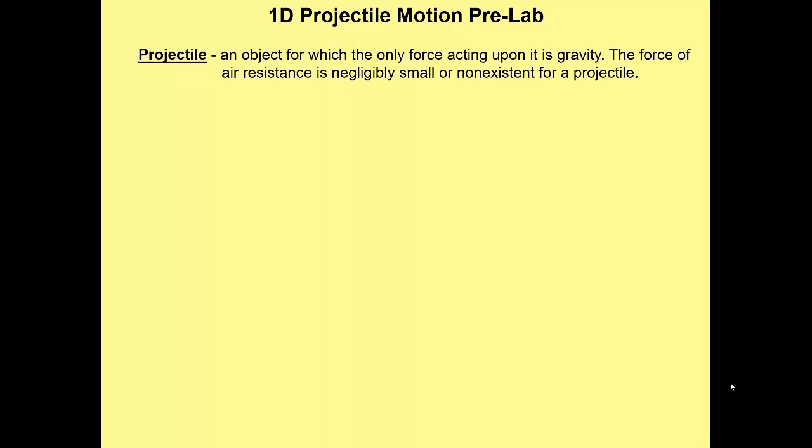Hello everyone. In our freefall lab and beyond for the rest of this unit, we are going to be looking at objects which we will call projectiles. Now as you see here, a projectile is an object for which only gravity is acting, right? Nothing else. Air resistance is either so small we can neglect it, or as we talked about in freefall, maybe we're in a vacuum, and therefore there is no air resistance.